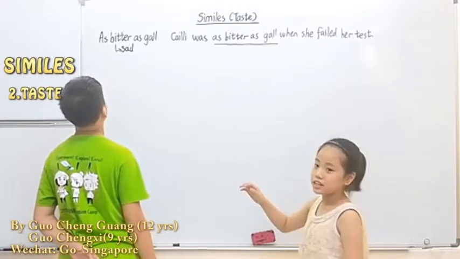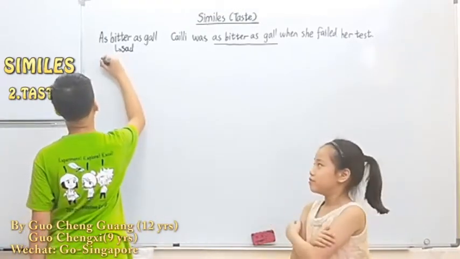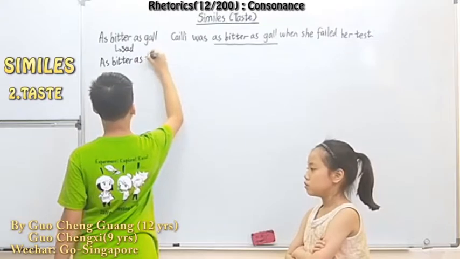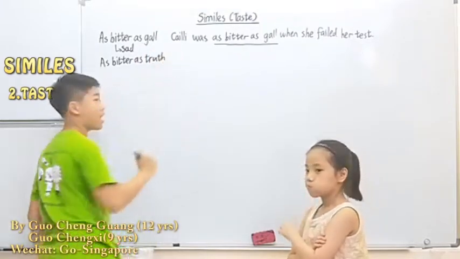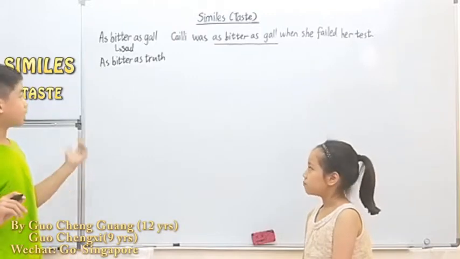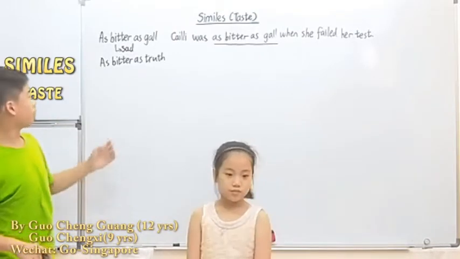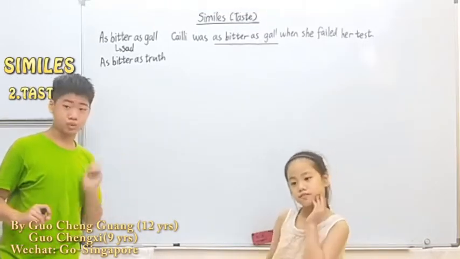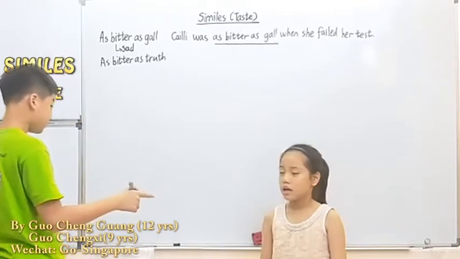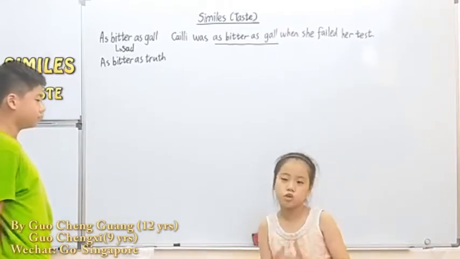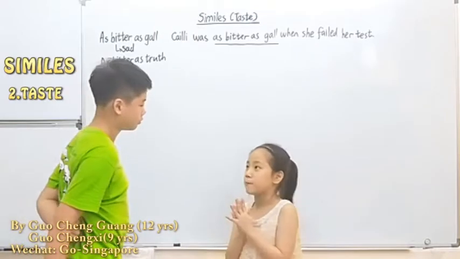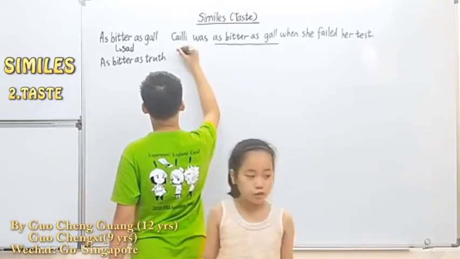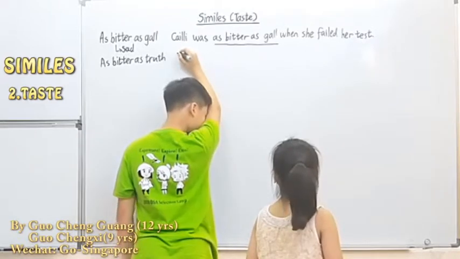Okay, so another one is as bitter as truth. How about different sentences? Well, you might think, how is truth bitter? Well, there is a phrase called the bitter truth. That means that although it's true, you are sad about it, because you are supporting the wrong thing. You can say statement, you also can say opinion.